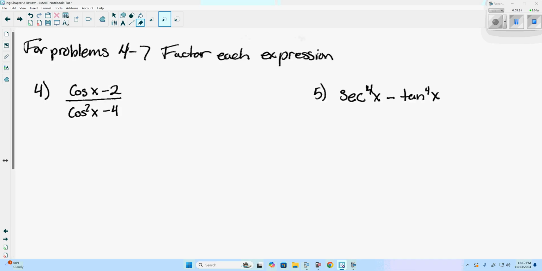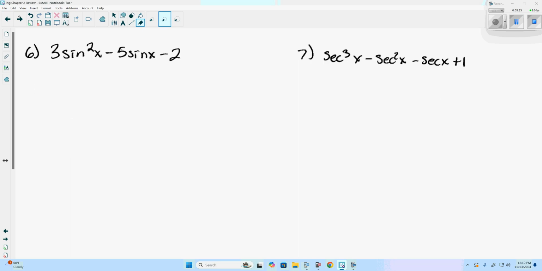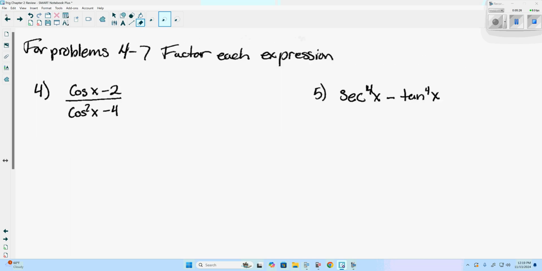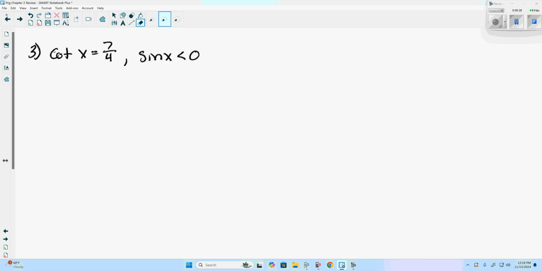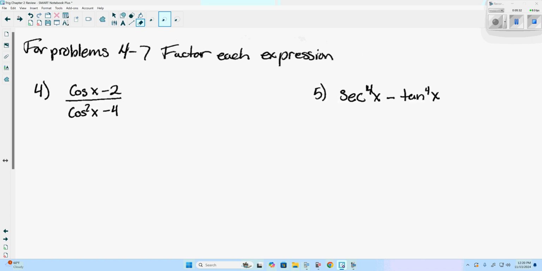Four through 7, factor each expression. I'll be posting the ones we do because most of these here factoring is not even going to show up. Yeah, so if I told you not to do them, they're not going to show up on the test.